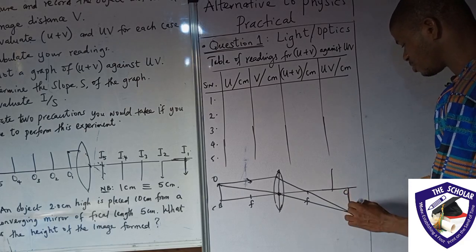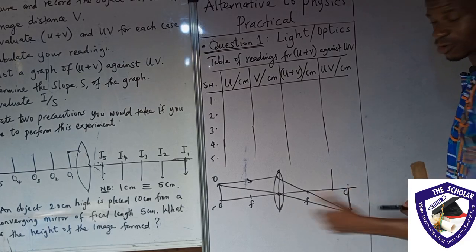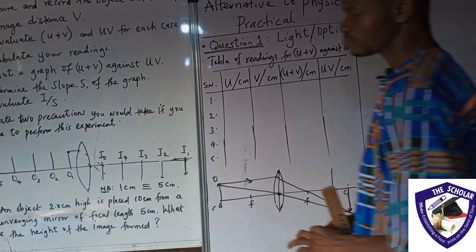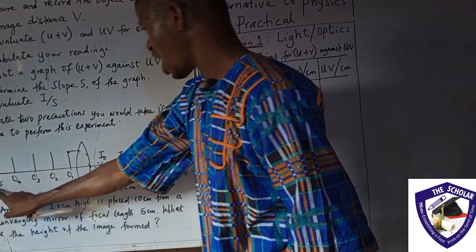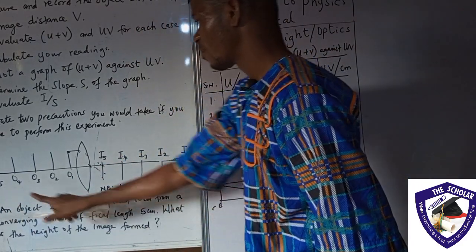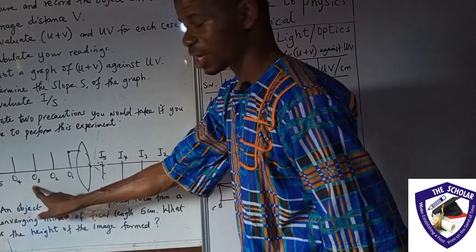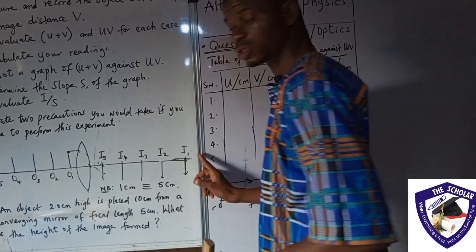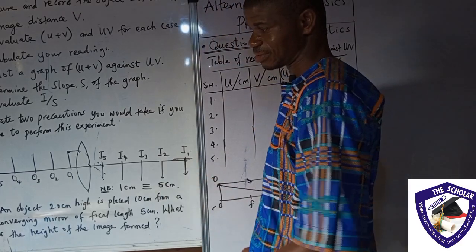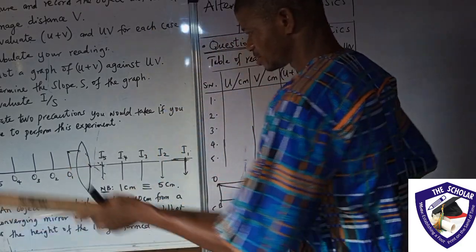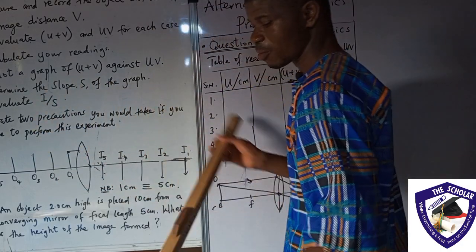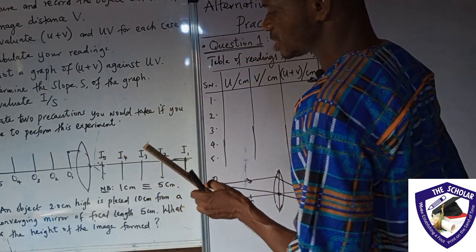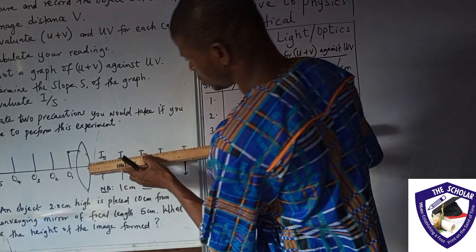So my image here will be this point here, corresponding to the object. If you have to measure, 5 corresponds to 5, 4 corresponds to 4, 3 corresponds to 3, 2 corresponds to 2, and 1 corresponds to 1. So starting with 1, you place your ruler from the 0 centimeter point. You place it this way.